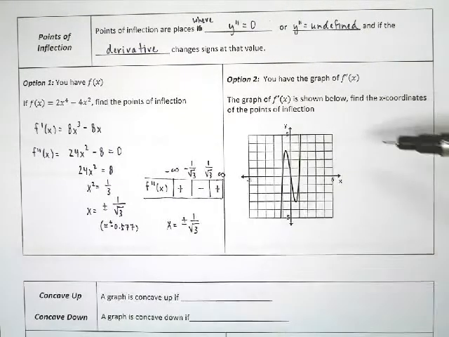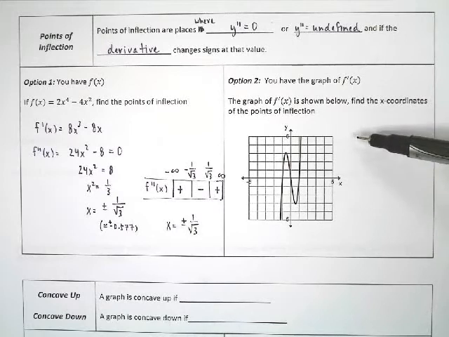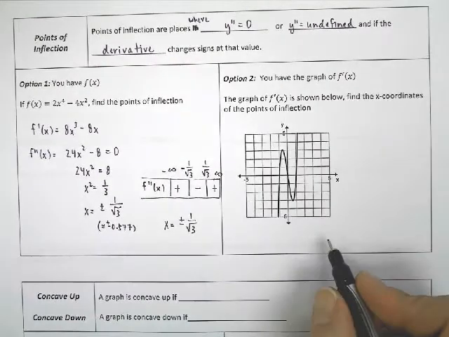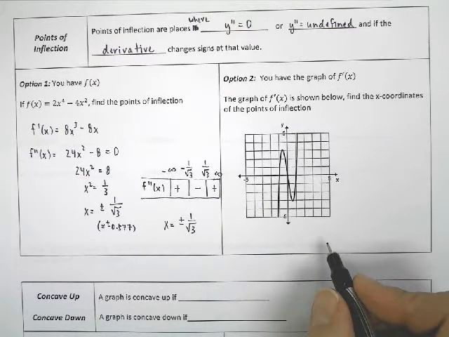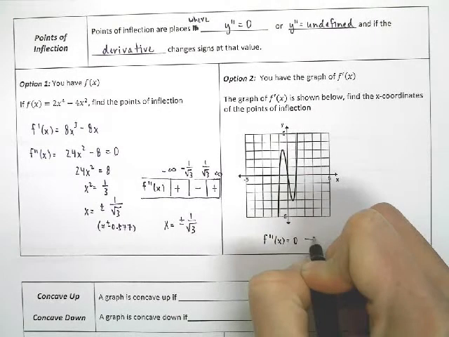Now, we could also be asked to find this information if we have the graph of f prime. Remember, if I'm looking at f prime, I know I have points of inflection is equal to 0. So that means on f prime, I'm looking at horizontal tangents.